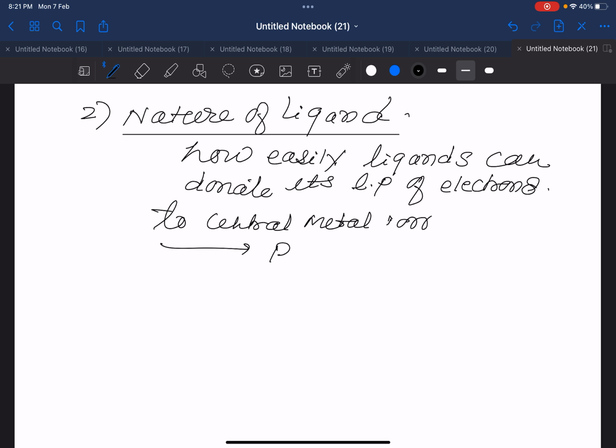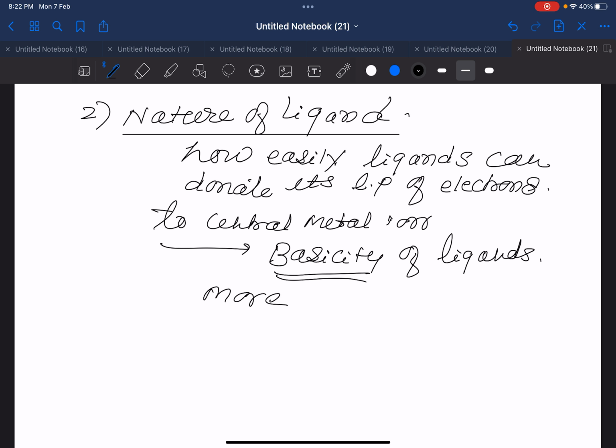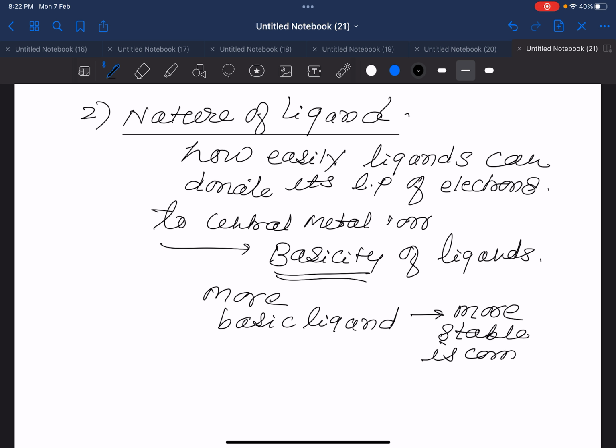This is the basicity of ligands. The ligands that are stronger bases tend to form more stable complexes. More basic, more stable. More basic ligands, more stable is the complex.